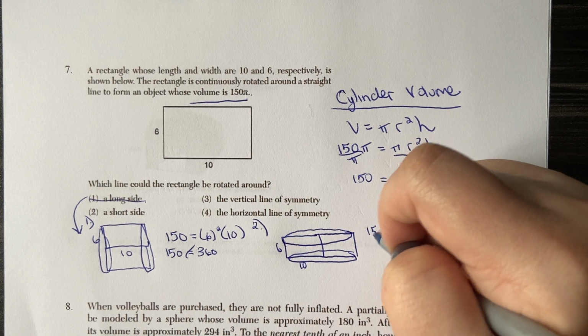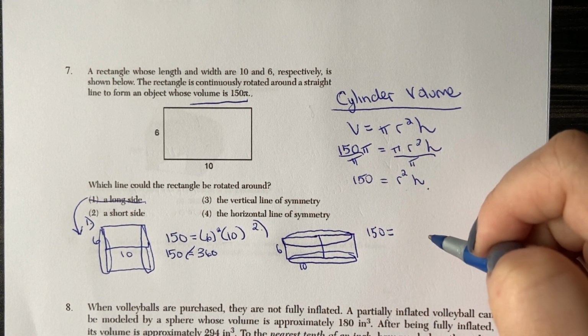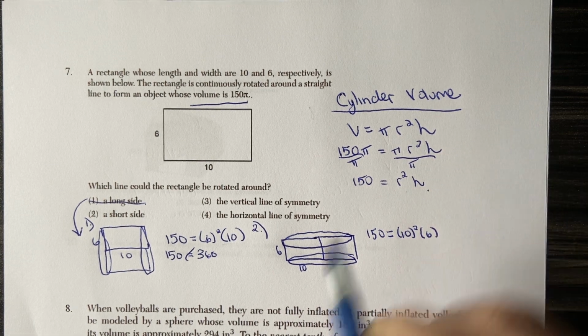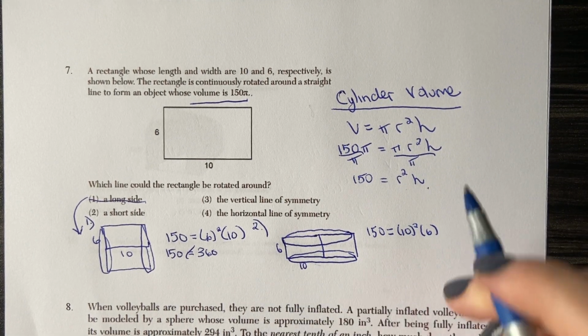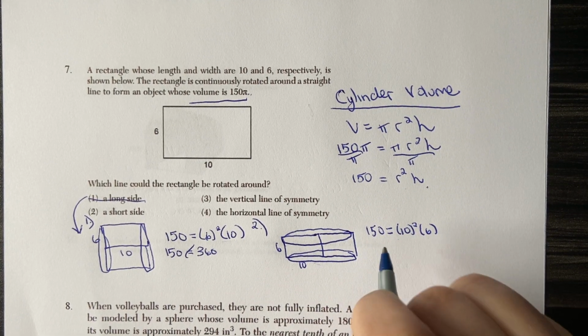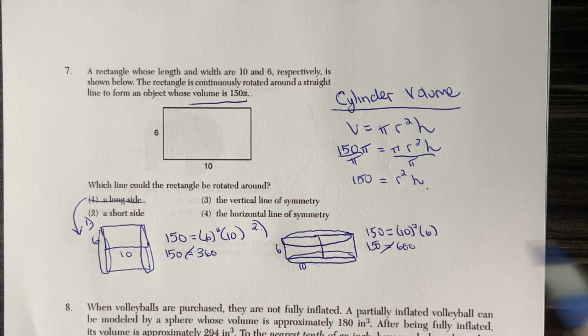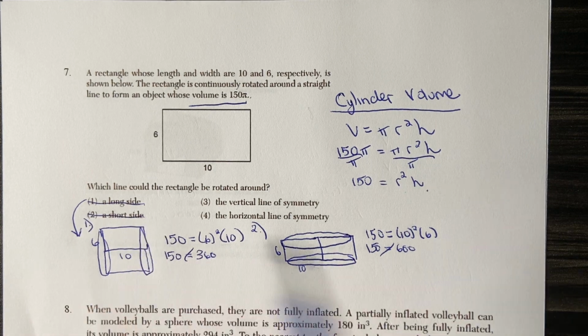So 150 has to equal my r squared. My r is going to be 10, and my height's going to be 6, right? This is your r. This is the height of the cylinder. So does 100 times 6, or 600, equal 150? No, it does not. Okay, so it can't be choice 2.